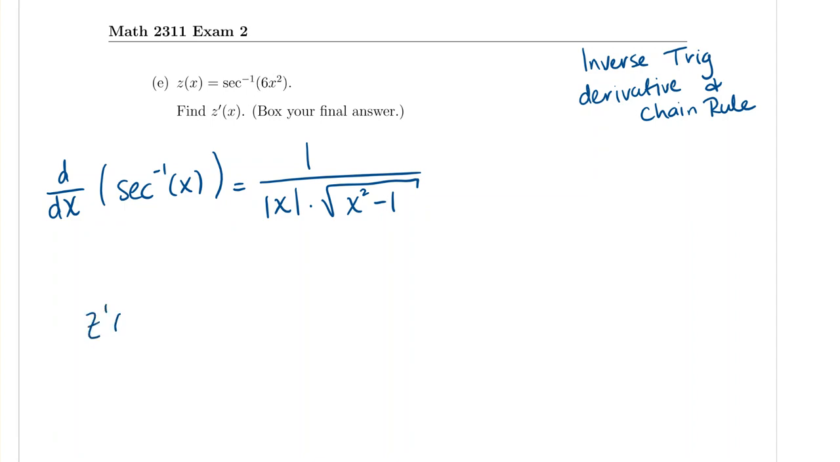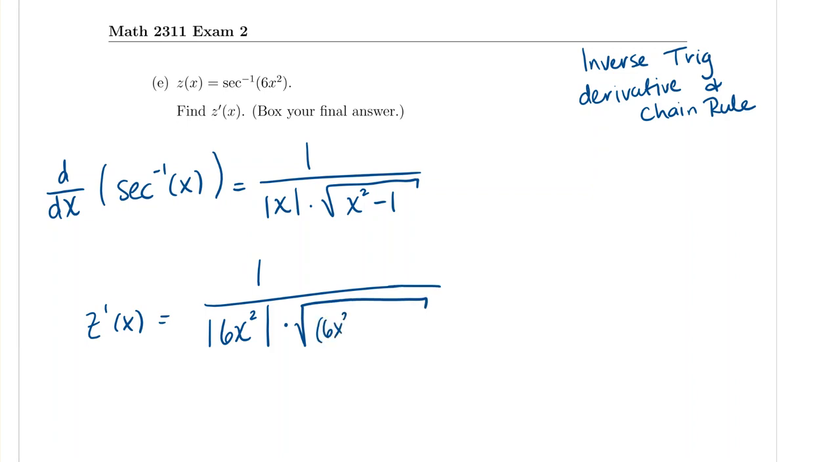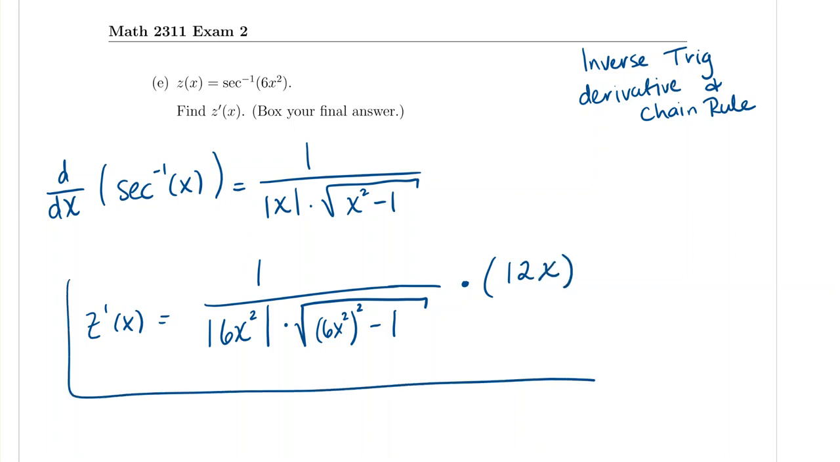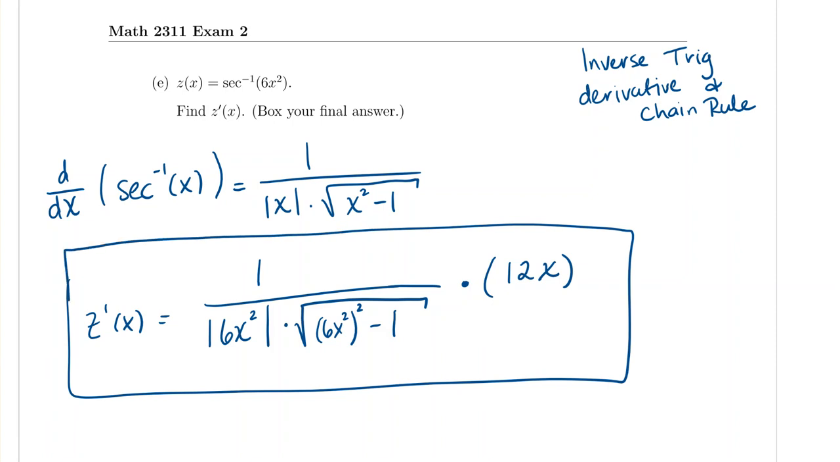So we would say z prime of x, the outside function is inverse secant, so it's going to be 1 over, leave the inside the same, so the absolute value of 6x squared times the square root of the inside squared minus 1, and then by chain rule times the derivative of the inside. The inside is 6x squared, so its derivative is 12x. Okay. And since we don't have to simplify, we can just leave our answer like that.